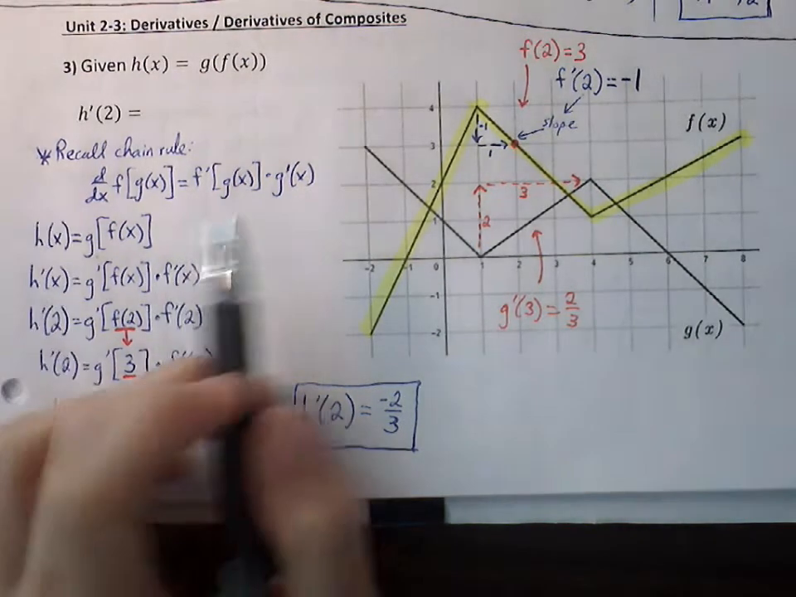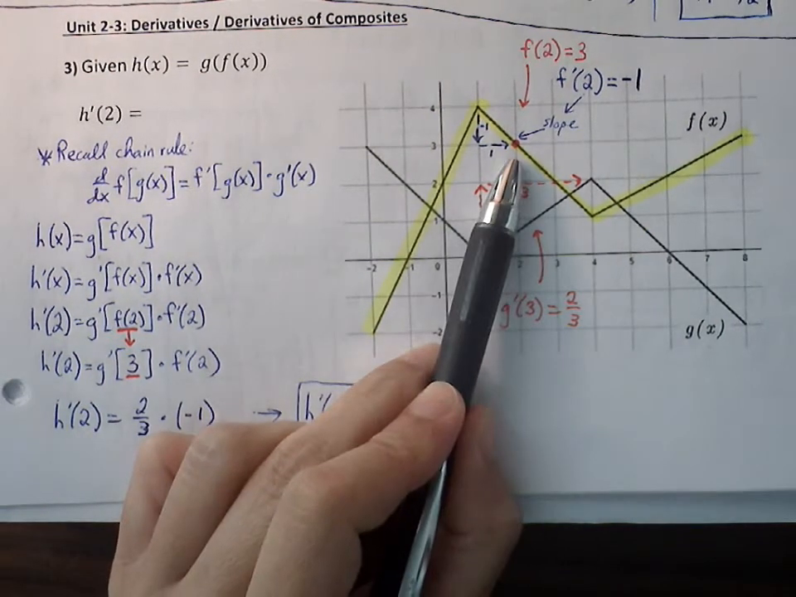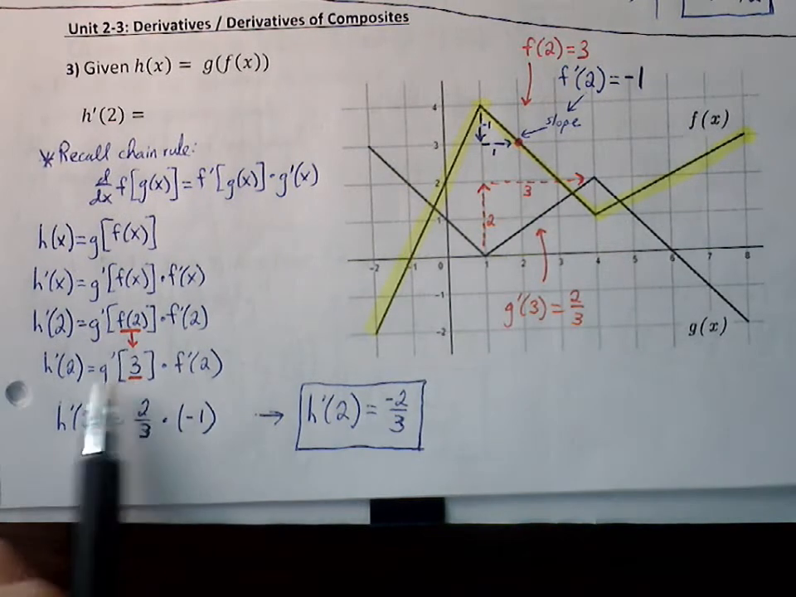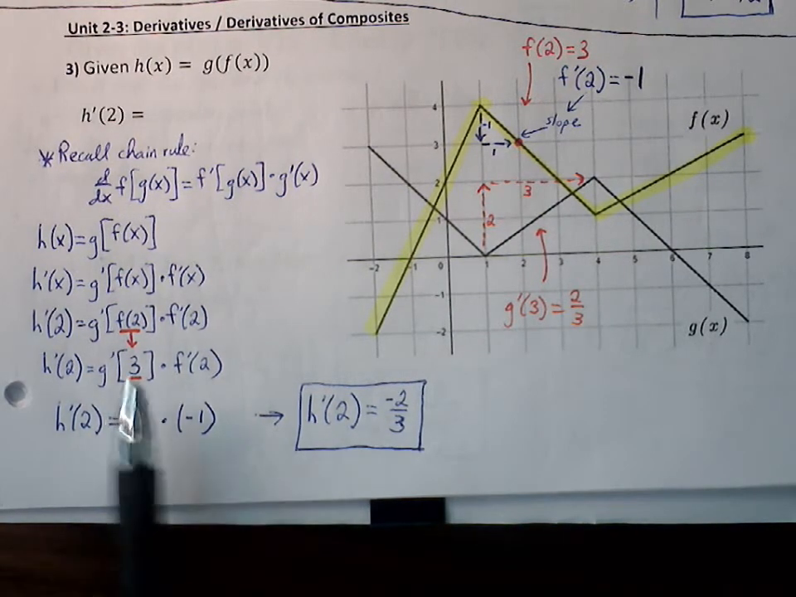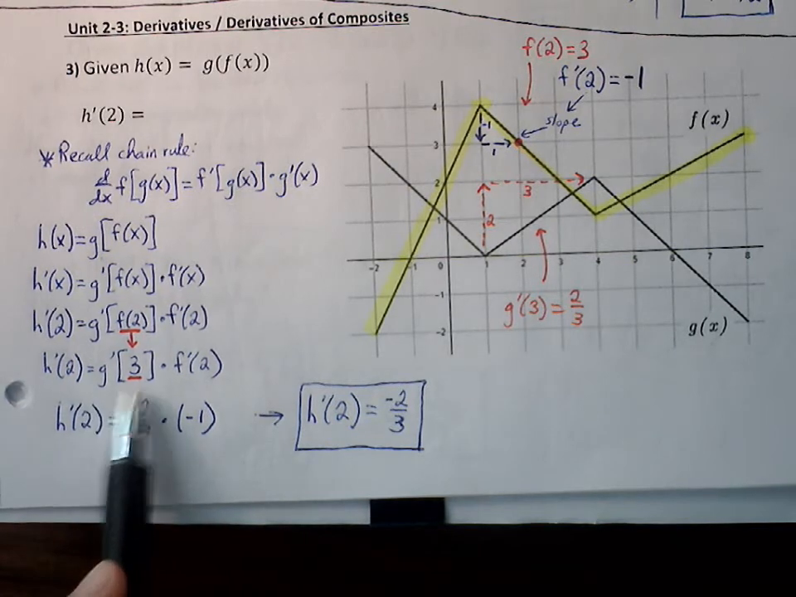Okay, so we have our f function, f of 2. f of 2 is going to be 3, so we can replace f of 2 with 3. So now we have an easier path towards our answer here. G prime of 3 is asking for the slope of the g graph at 3.